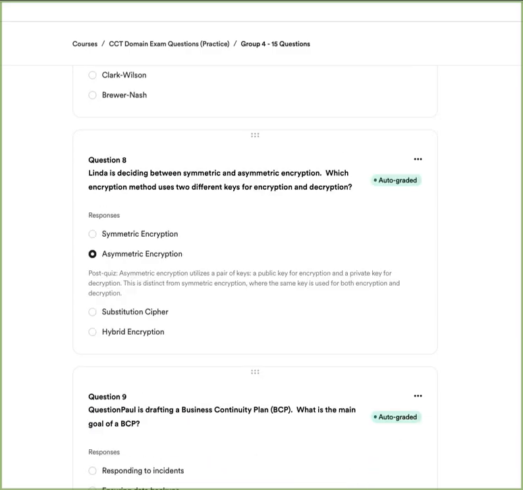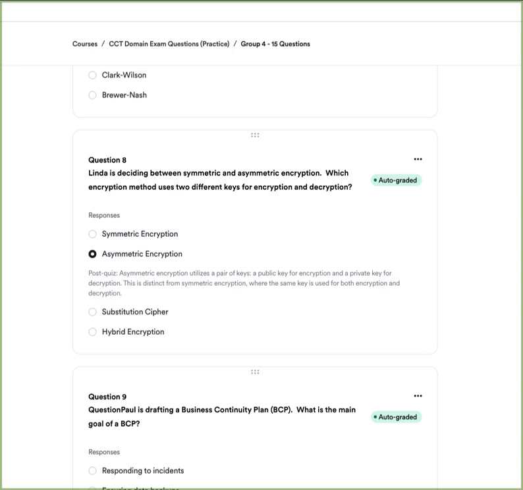Question 8. Linda is deciding between symmetric and asymmetric encryption. Which encryption method uses two different keys for encryption and decryption? A, symmetric encryption. B, asymmetric encryption. C, substitution cipher. Or D, hybrid encryption. Again, she's deciding between symmetric and asymmetric encryption. So maybe you don't need those two, right? You don't need cipher and you don't need hybrid because she's looking at symmetric or asymmetric. Which one is it?